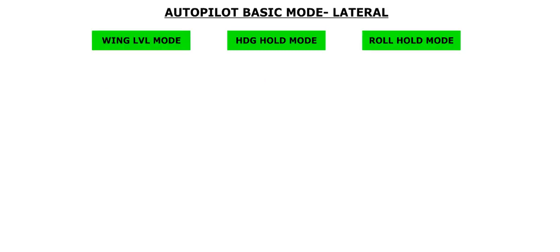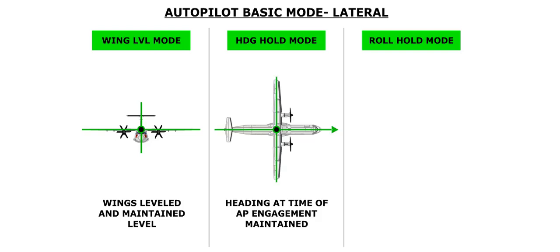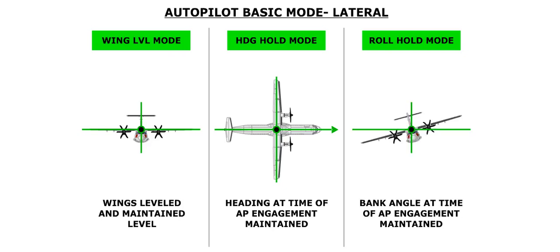The basic lateral mode is either wing level, heading hold, or roll hold, depending on the conditions at engagement. In wing level mode, the autopilot will level the wings and maintain level wings. In heading hold mode, the autopilot will maintain the heading that existed at the time of engagement. In roll hold mode, the autopilot will maintain the bank angle that existed at the time of engagement.